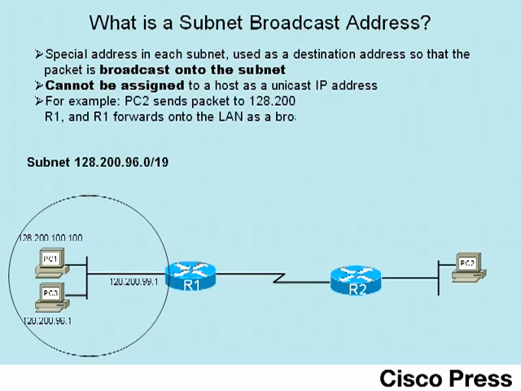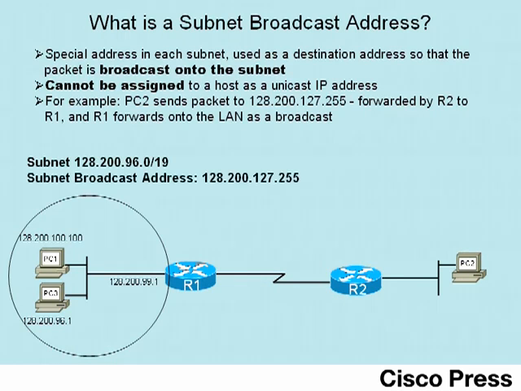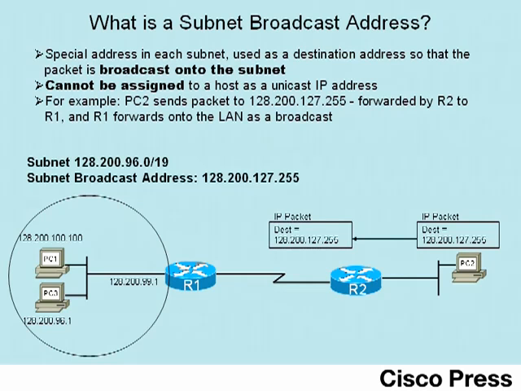For instance here, PC2 is going to send an IP packet to address 128.200.127.255, which is the subnet broadcast address of the subnet on the left. So let's take a look at what happens. First of all, PC2 sends its packet, and as usual, PC2 says, all right, this packet is destined to an address in a different subnet, let me send the packet to my default gateway, in this case R2. R2 makes a simple routing decision and says, oh, the subnet that this address is in is on the left, let me send this packet over to R1.